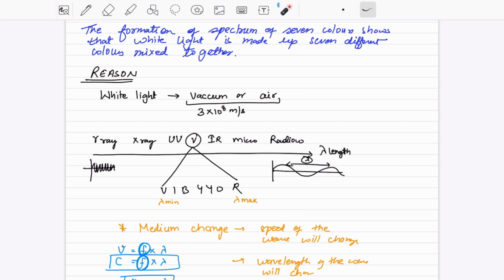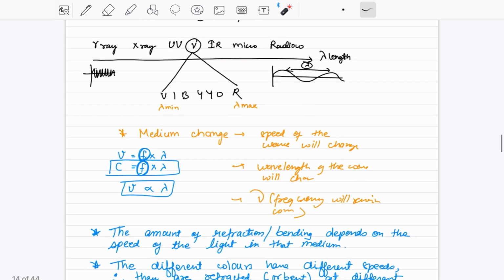Coming here, from gamma rays to radio waves we have increasing wavelength. Therefore, our violet color will have the smallest or least wavelength among VIBGYOR, and red will have the maximum wavelength, right? Minimum wavelength and maximum wavelength. Okay. Now here the medium changes, so because the medium changes, the speed will change, the speed of the wave will change and the wavelength of the wave, or the light, will change.